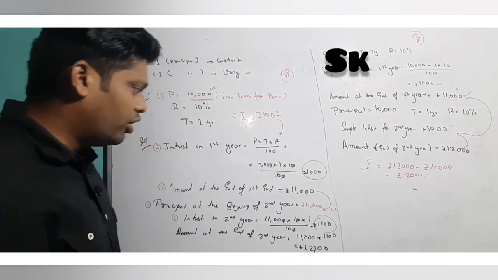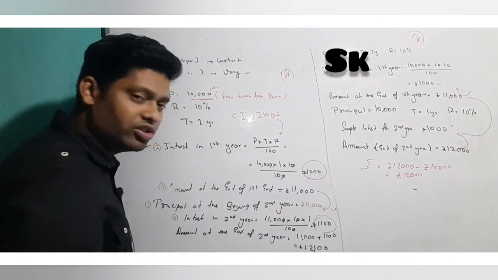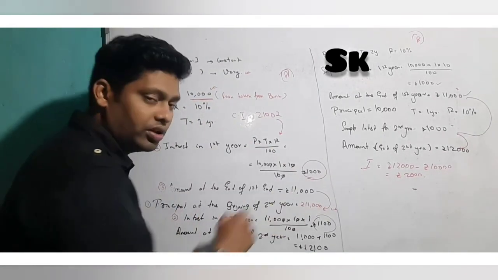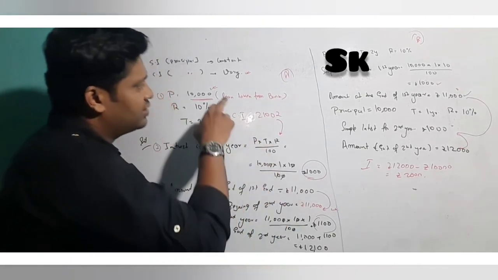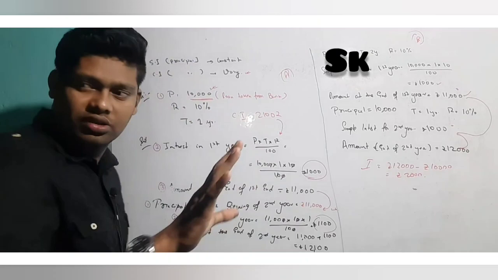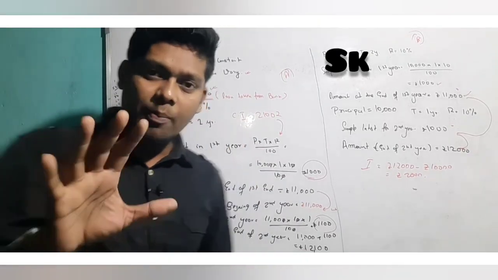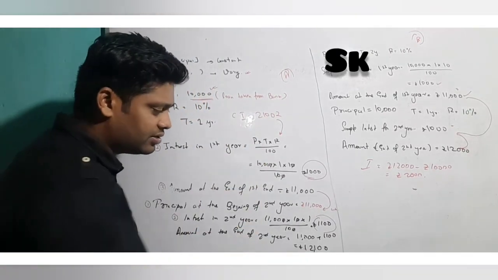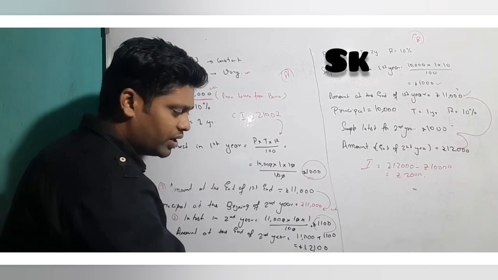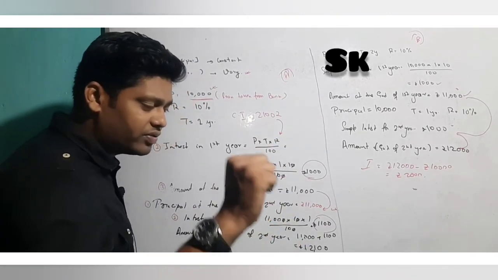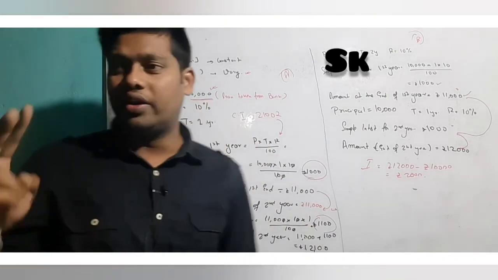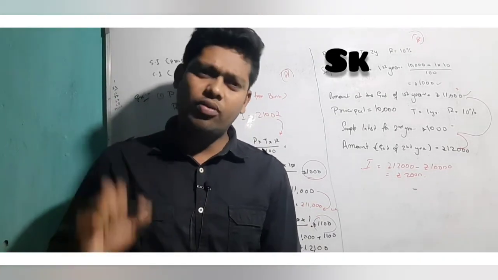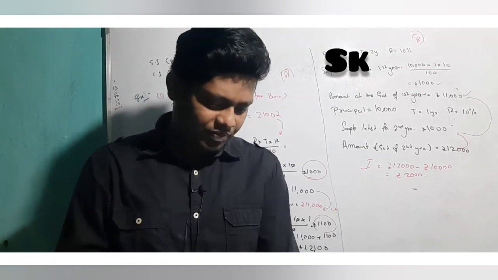If they ask you to find out the amount at the end of the first year, how much? 11,000. And the compound interest at the end of the first year is 11,000 minus 10,000, 1,000. Clear? Compound amount at the end of the second year is 12,100. Compound interest at the end of the second year means 12,100 minus 10,000, so 2,100 is the answer. Clear? This type of question will come very easy. Okay. Next one.